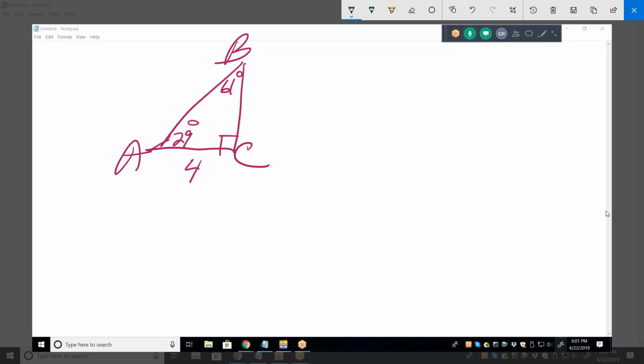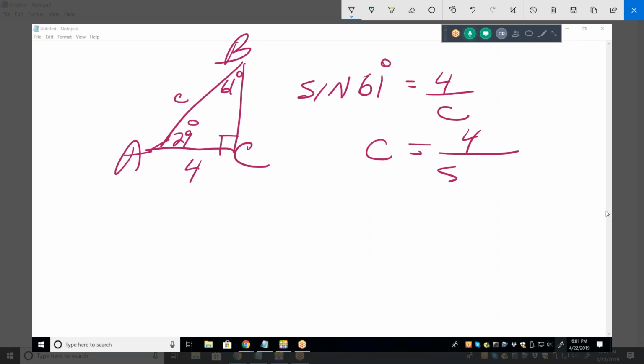I need an equation. Always be thinking in terms of what equation you can write, and always start that equation with the trig function. Which trig function are you going to use? I could use sine of 61. Okay, that will work, as long as you use 61 degrees. What's that equal to? Equals 4 over little c. So what is little c equal to? 4 divided by sine of 61.